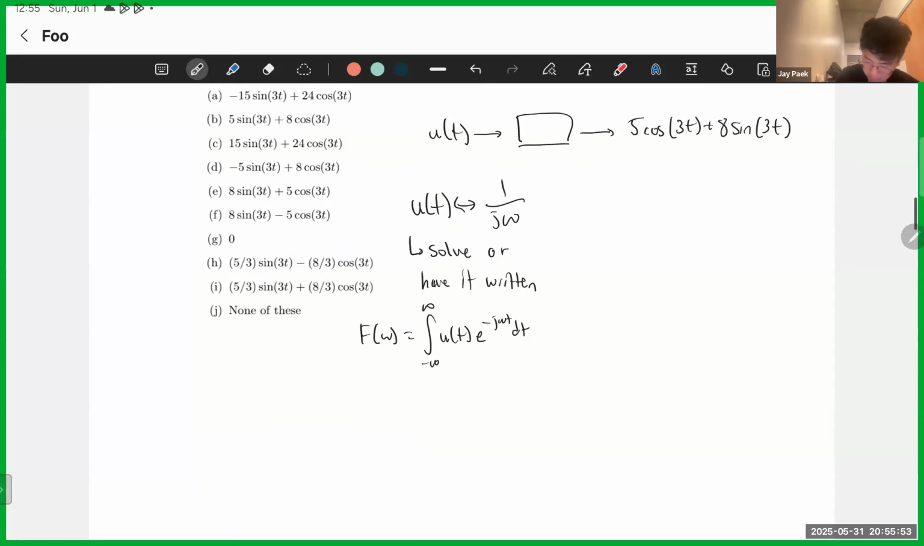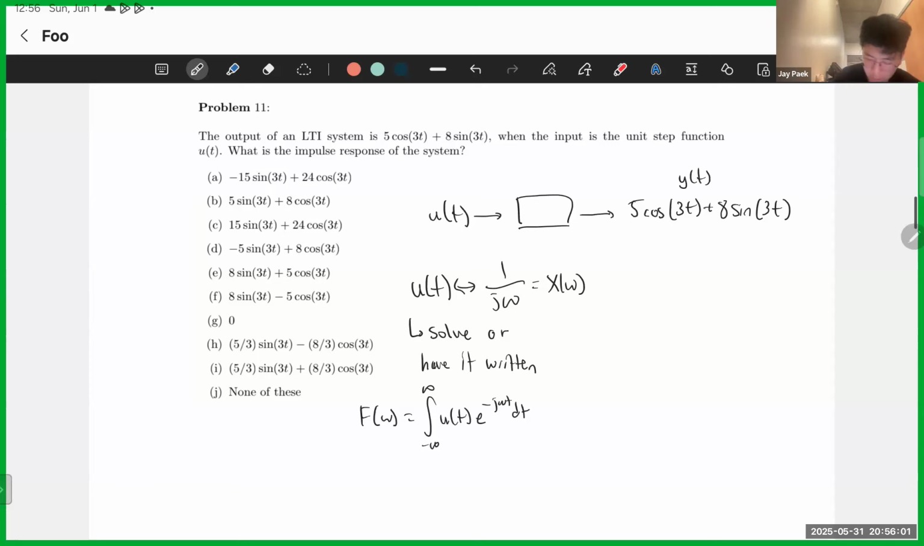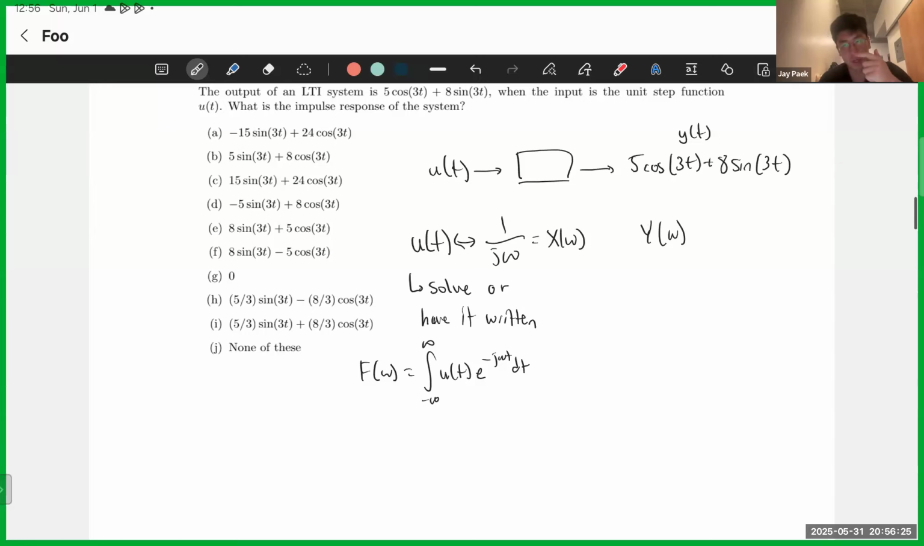Well, if I let y of t be my output, then clearly y of omega is a bunch of delta functions. If I have a sum of sinusoids, a sum of cosines and sines, if it's a periodic function, and clearly this is a periodic function, periodic functions have a Fourier transform that is a sum of delta functions.